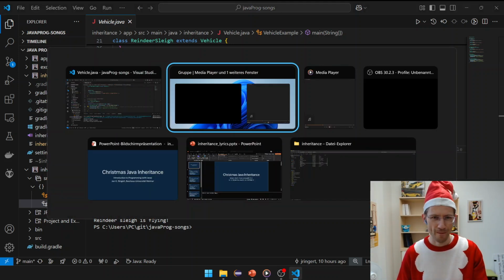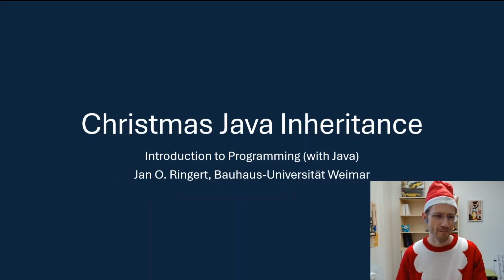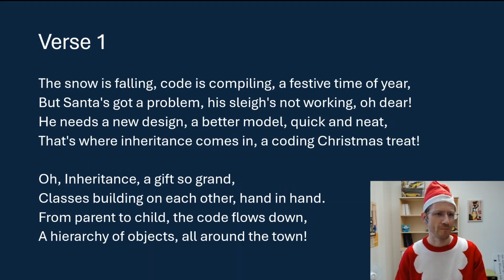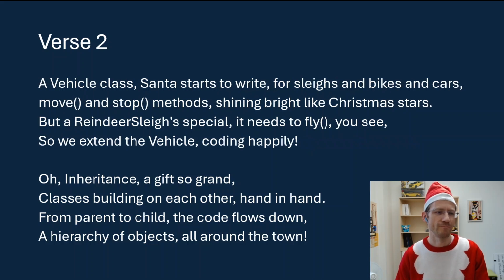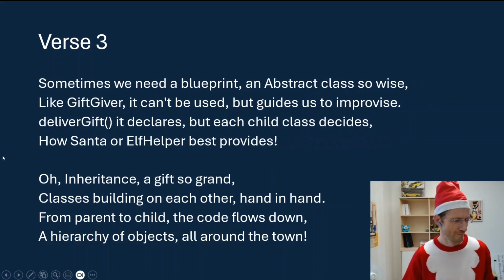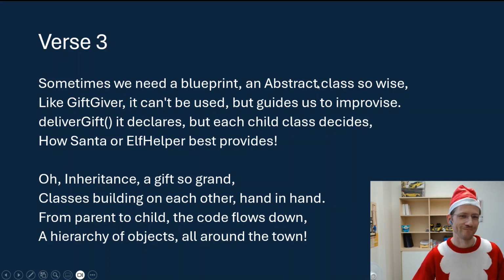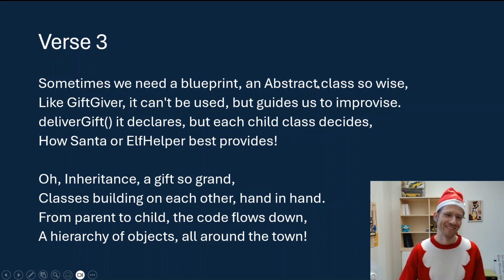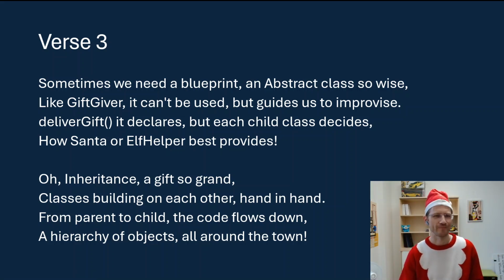Oh, inheritance, a gift so grand. Classes building on each other hand in hand. From parent to child, the code flows down, a hierarchy of objects all around the town. Sometimes we need a blueprint, an abstract class so wise. Like Gift-Giver, it can't be used, but guides us to improvise. Deliver gift, it declares, but each child class decides how Santa or Elf Helper best provides.